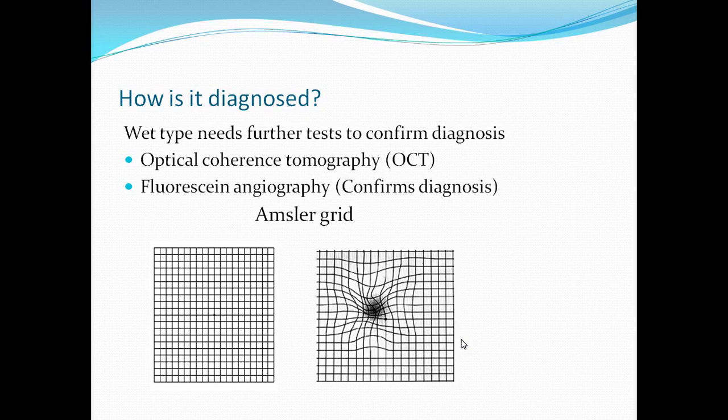The Amsler grid you are seeing on the slide, the left side image shows what a normal person can see on the grid, whereas a patient with wet AMD sees the central area to be distorted. This test is not specific for AMD. Any pathology in macula can cause disturbance in this.